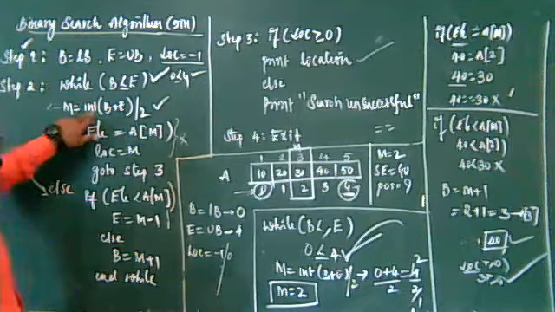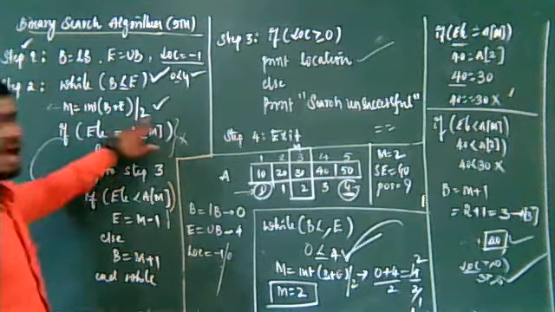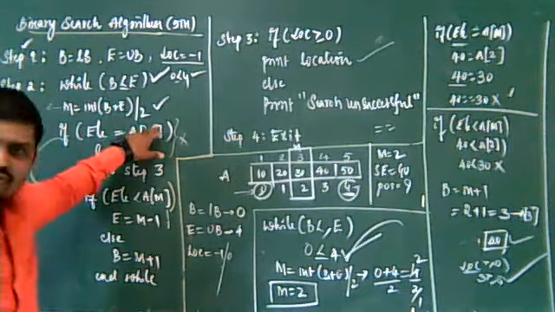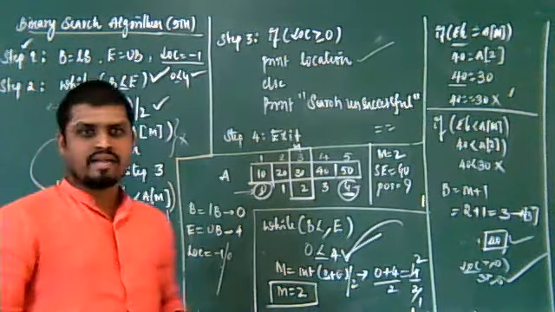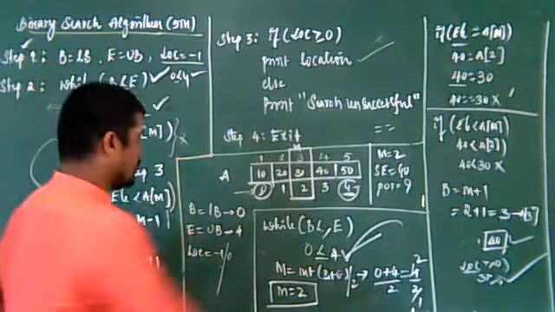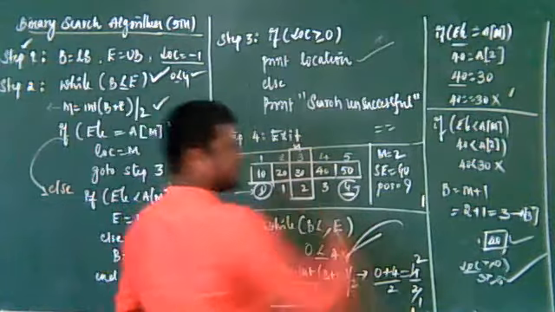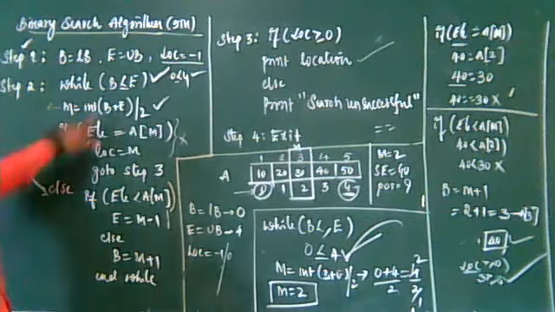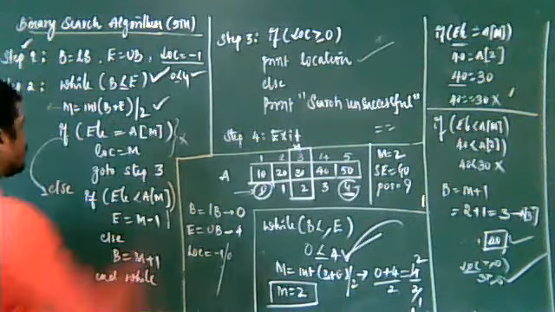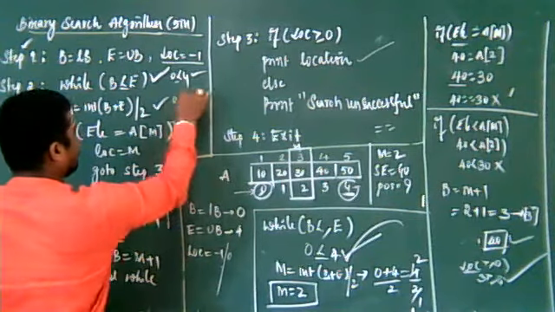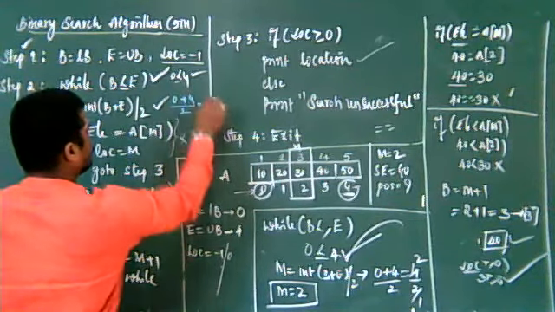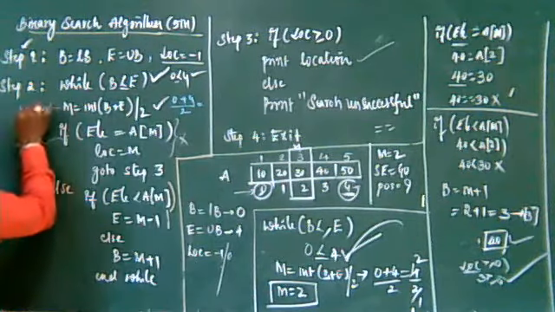m equals int of (b plus e) by 2. After finding that the beginning value is lesser than the end value, first you need to find a middle value from this memory block. And how are you finding it? By applying this logic: beginning value is 0, plus end value is 4, by 2. So we are going to get the m value as 2.